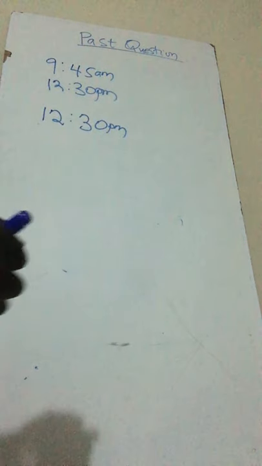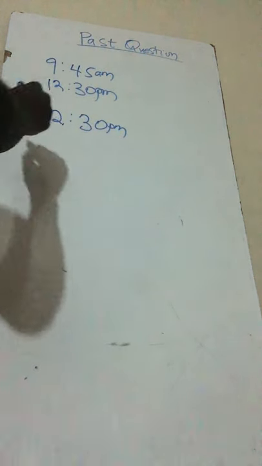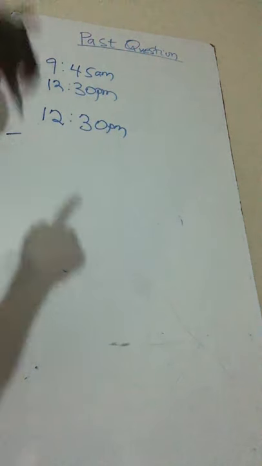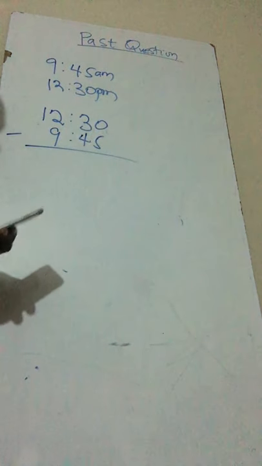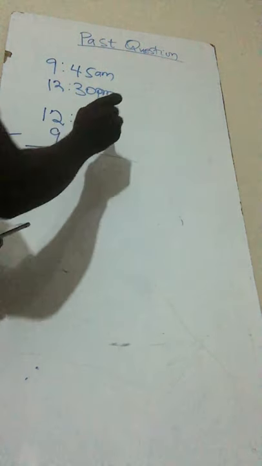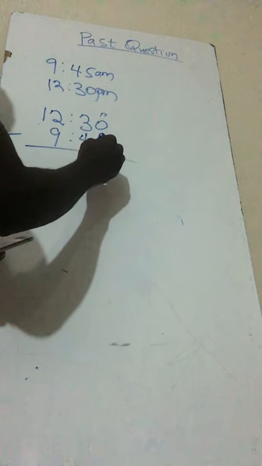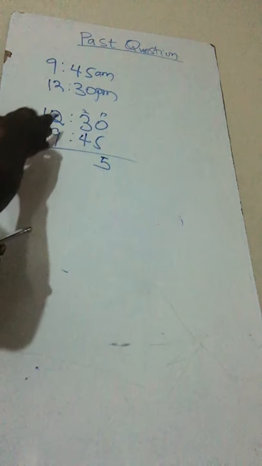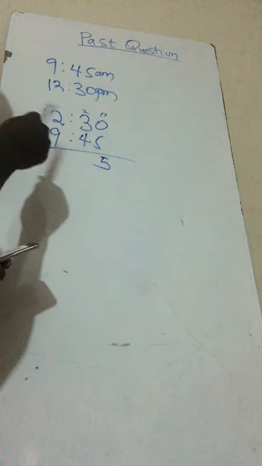So 12:30 p.m. Always make sure you subtract the time he finished minus the time he started. Always the time he finished minus the time he started. So 12:30 minus 9:45. Okay, so let's subtract. Now 0 minus 5, it's not possible. And so we borrow from here, so it is 10, right? 10 minus 5 is 5. So now here is 2. Good. Now 2 minus 4, it's not possible, and so you have to cross.